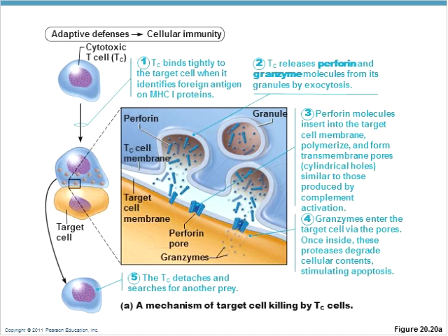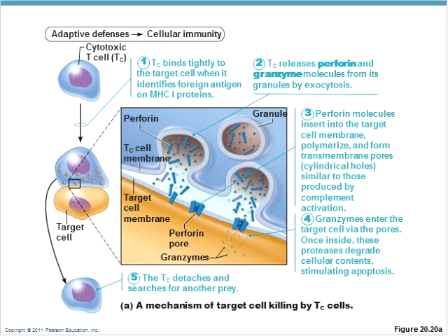So what you're seeing here is a graphic which depicts that process. We can see that the TC cell binds tightly to the target cell when it identifies a foreign antigen or MHC1 protein on the target cell. The TC releases perforins and granzyme molecules from its granules by exocytosis.